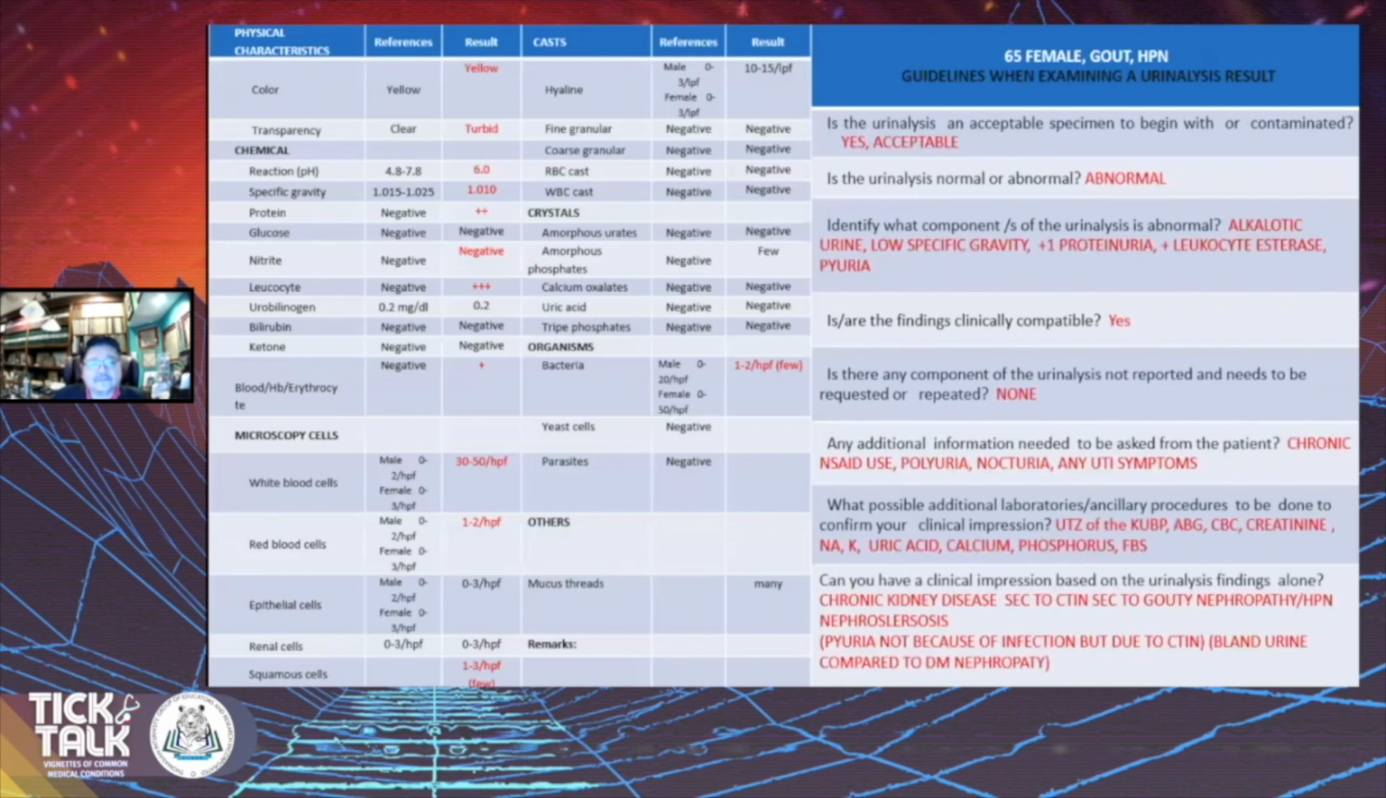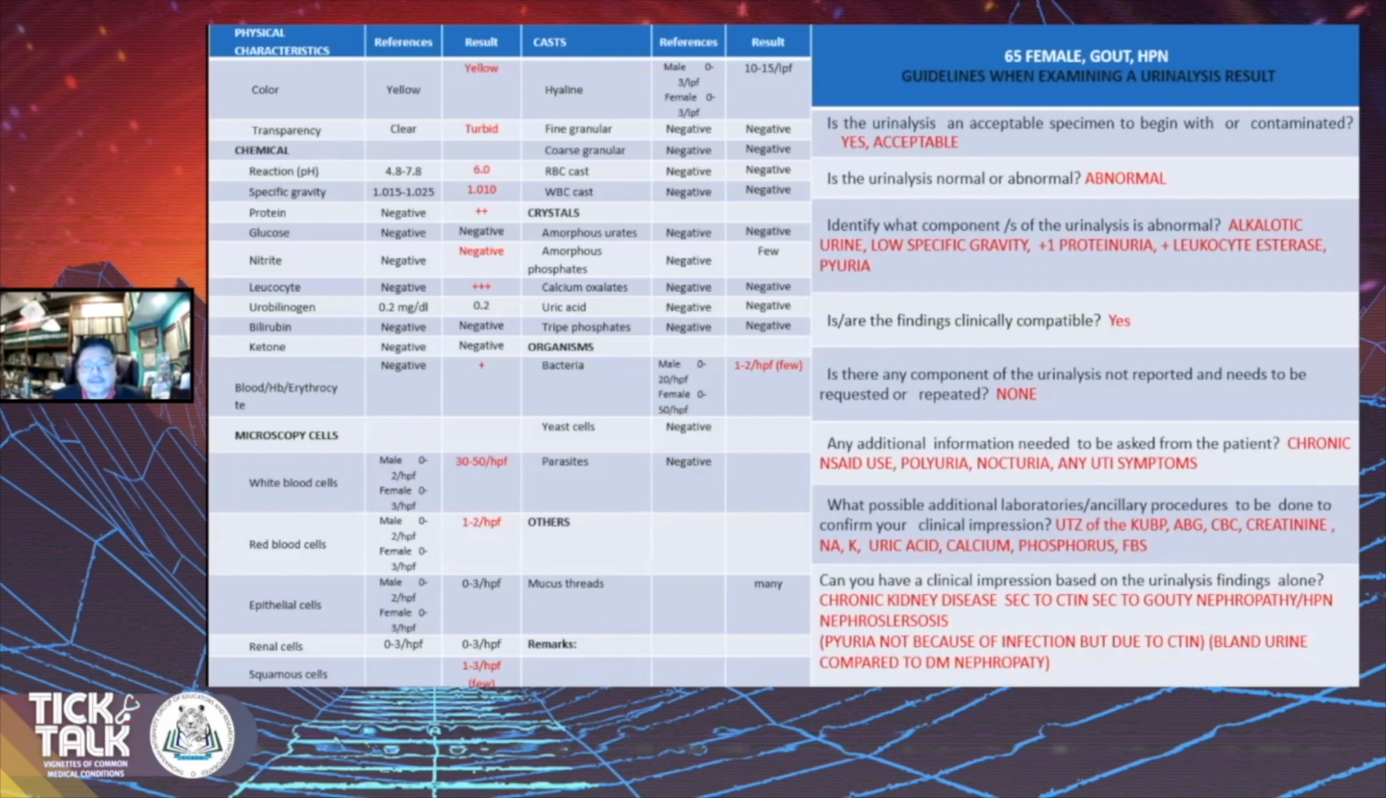Is it acceptable? Yes. Urinalysis normal or abnormal? Definitely it is abnormal. What is abnormal? The alkalotic urine, the low specific gravity, the +1 proteinuria, the leukocyte esterase test, and the pyuria. Are the findings clinically compatible? Yes. Is there any component not done? None. What is additional information? This patient is having some chronic NSAID use. Then there's polyuria and nocturia at night. That is a symptom of a tubular dysfunction of the kidney.